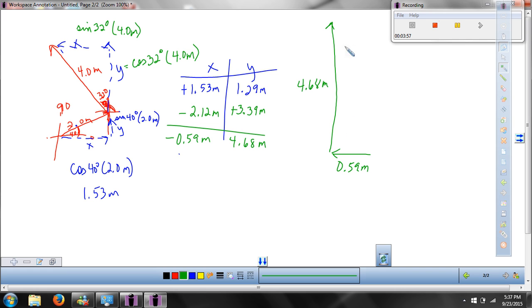I am looking for this thing right here and that angle. I always want the angle where the two tails come together, always, always, always. So I'm going to say that the displacement, or the resultant, I guess I could call it, is the square root of 0.59 meters squared plus 4.68 meters squared. And when I did that, my R came out to be 4.72 meters.